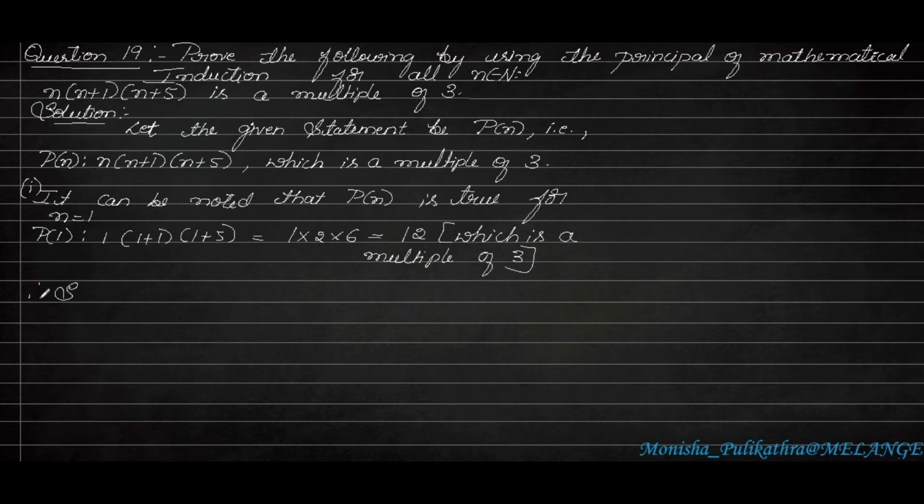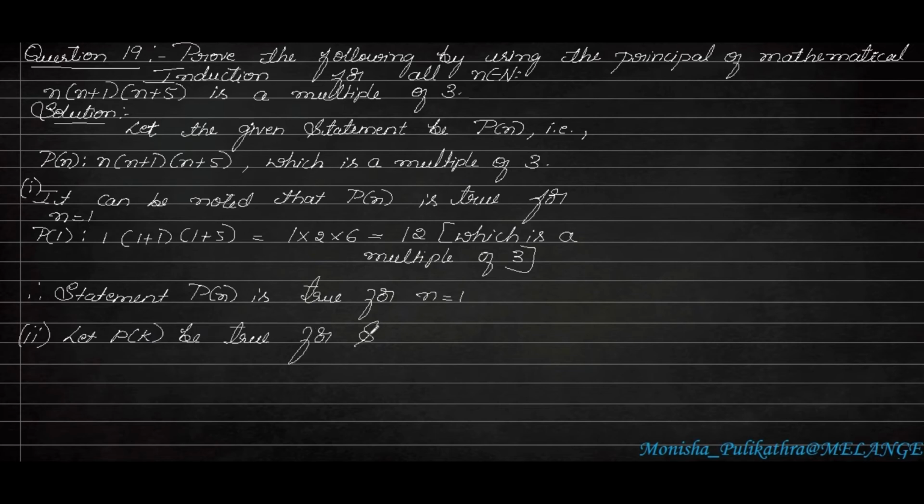Therefore, statement P of n is true for n is equal to 1. Because for n is equal to 1, when we substitute 1 in the place of n, it will give you 12, which is a multiple of 3. This shows that this is true for n is equal to 1.